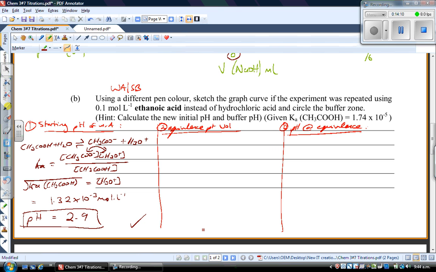The equivalence point volume is a very similar calculation to before. You need to look at what you know. So at the equivalence point, the weak acid is reacting with the strong base, and the strong base has completely converted all that weak acid into its conjugate base, so sodium ethanoate plus water. So we are assuming at this point that we have equal amounts of the weak acid and the weak base, so a 1:1 ratio.